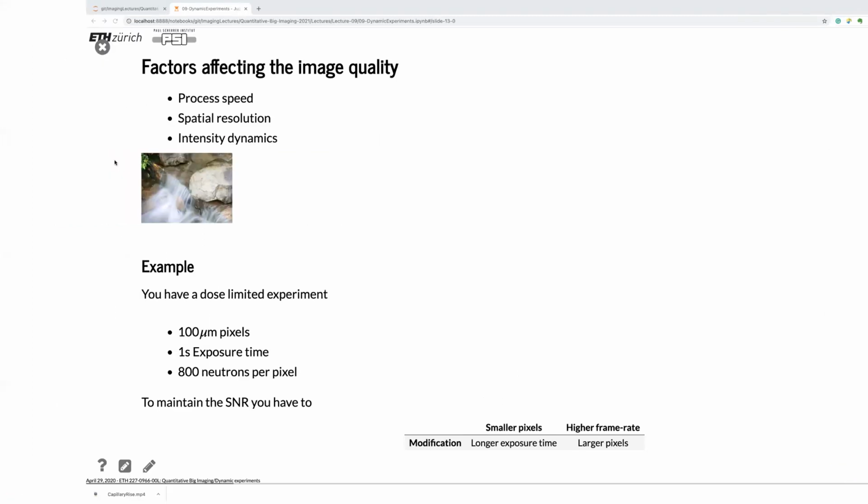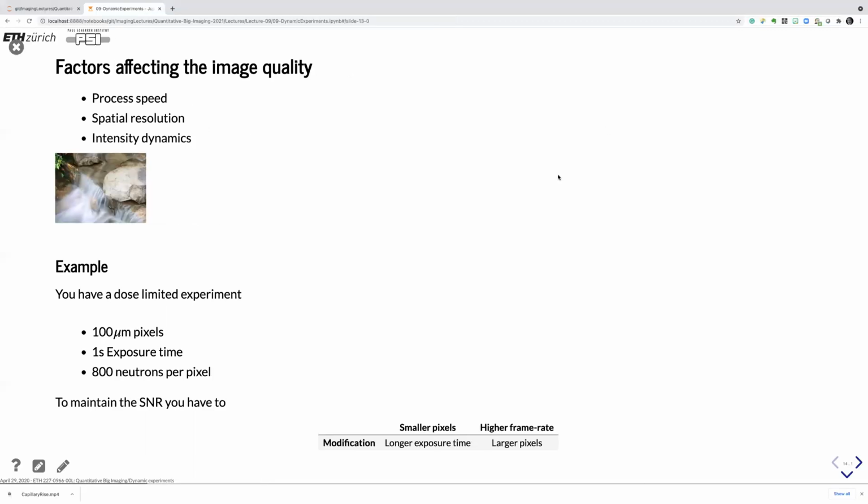So if looking at the speed, you can see in this picture, oh, sorry, I have to close that one. Stop. So, sorry, that was a phone coming in.